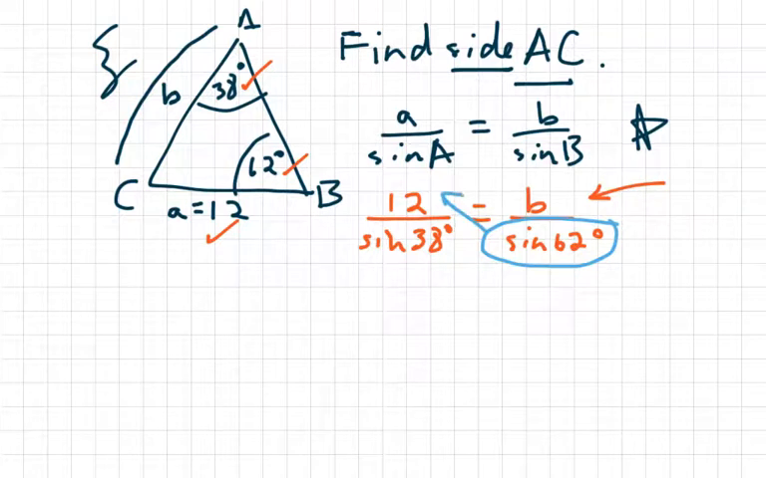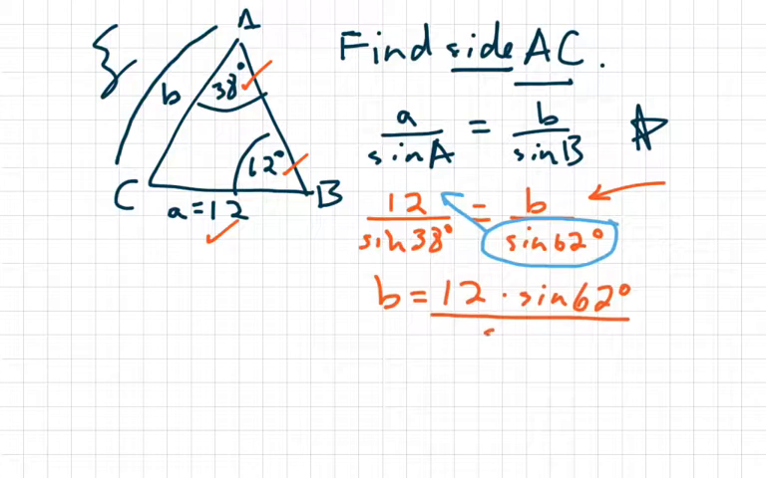So when I do that, it looks like this. B equals 12 times the sine of 62 degrees, and that's still over the sine of 38. Now, I didn't do any magic there, I just multiplied the sine of 62 up to the 12 there.